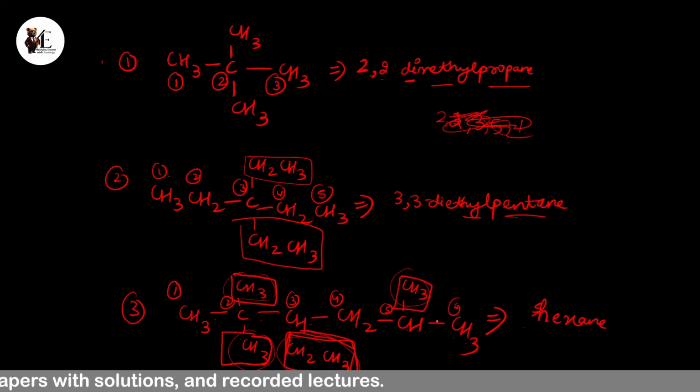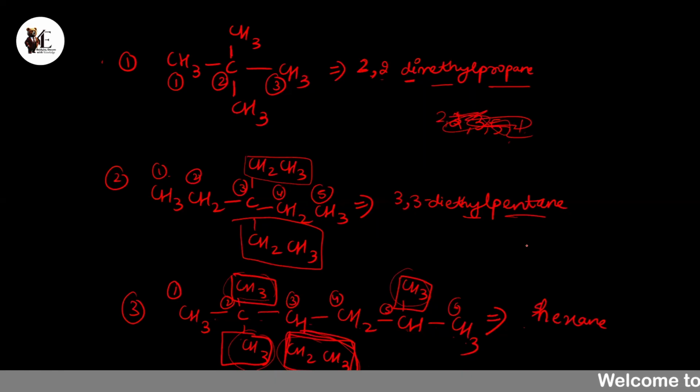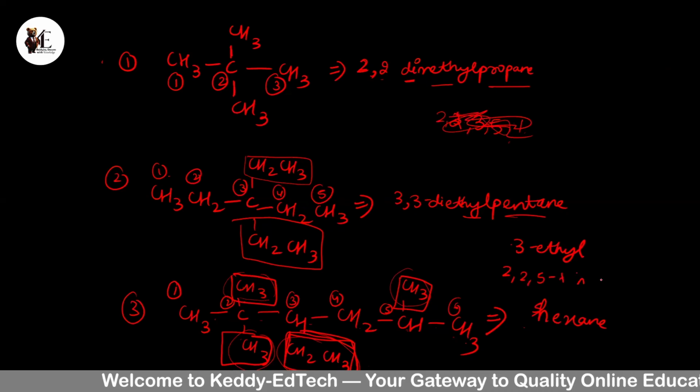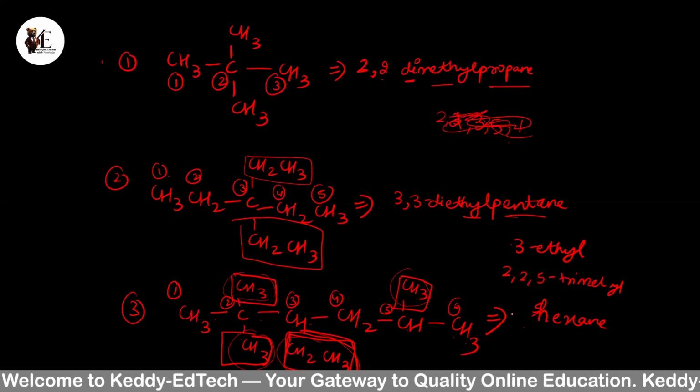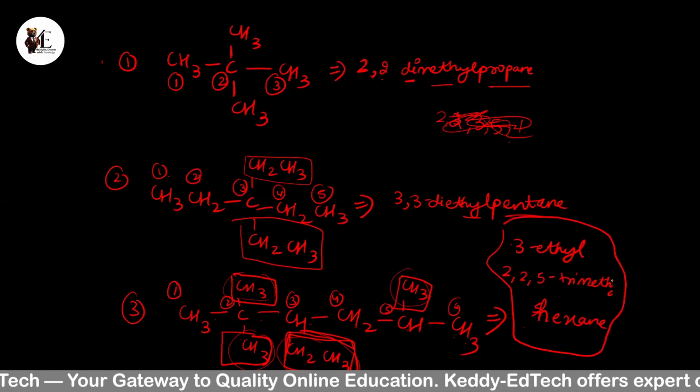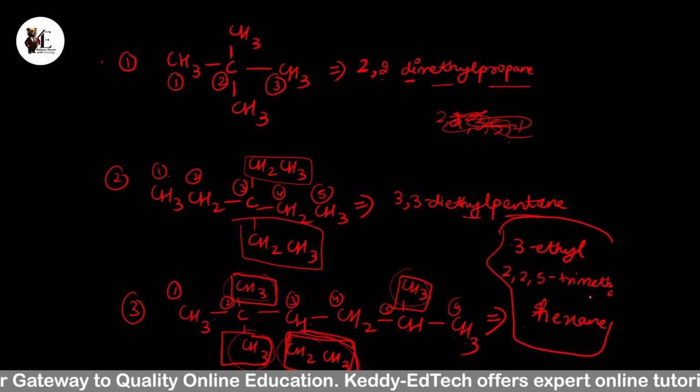So we have 4 substitutions here. Okay, so which one will come first, ethyl or methyl? Ethyl. Yes. So ethyl is at the 3rd position. So you have to write 3 ethyl. Then write down all these methyl groups, 2, 2, 5 trimethyl hexane. So the correct answer is 3-ethyl-2,2,5-trimethylhexane. Okay.